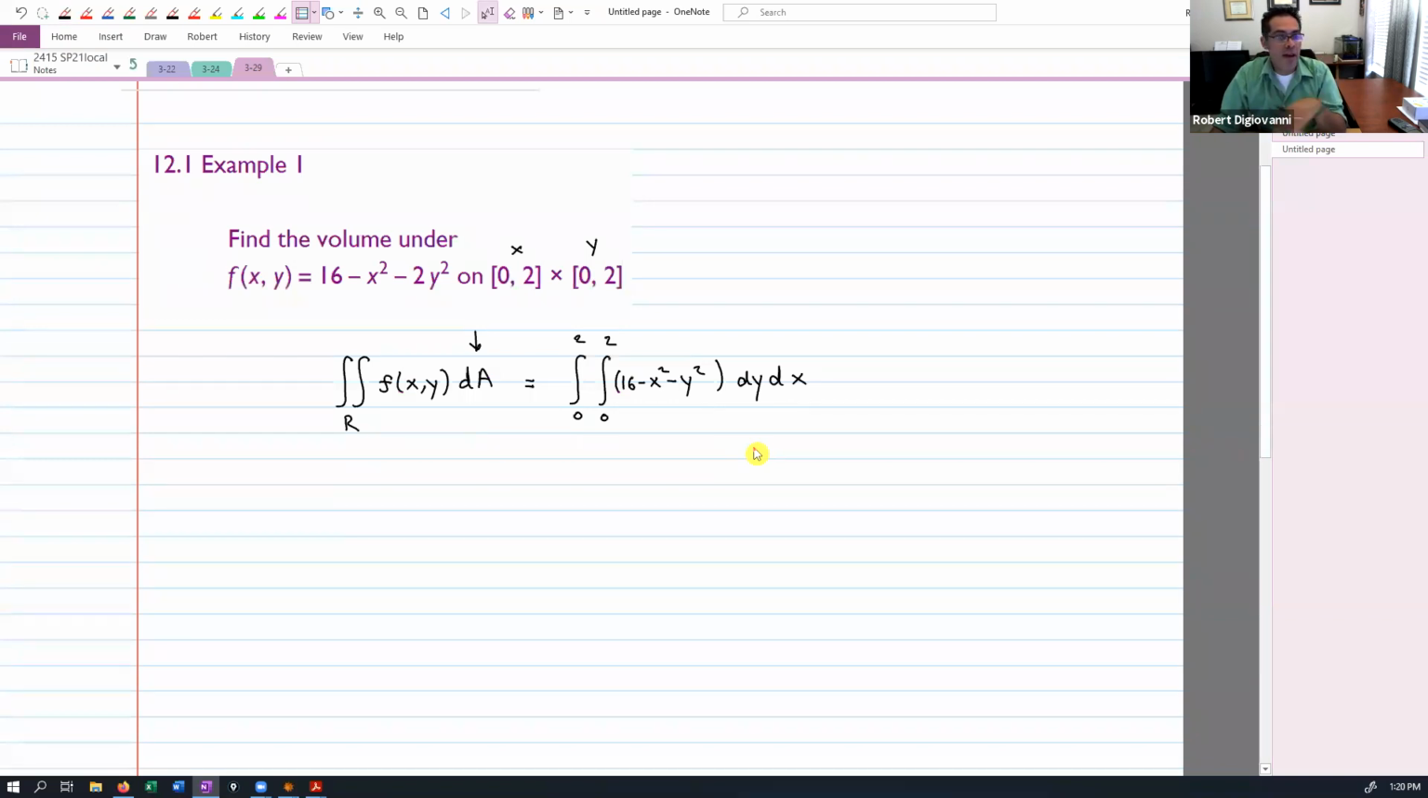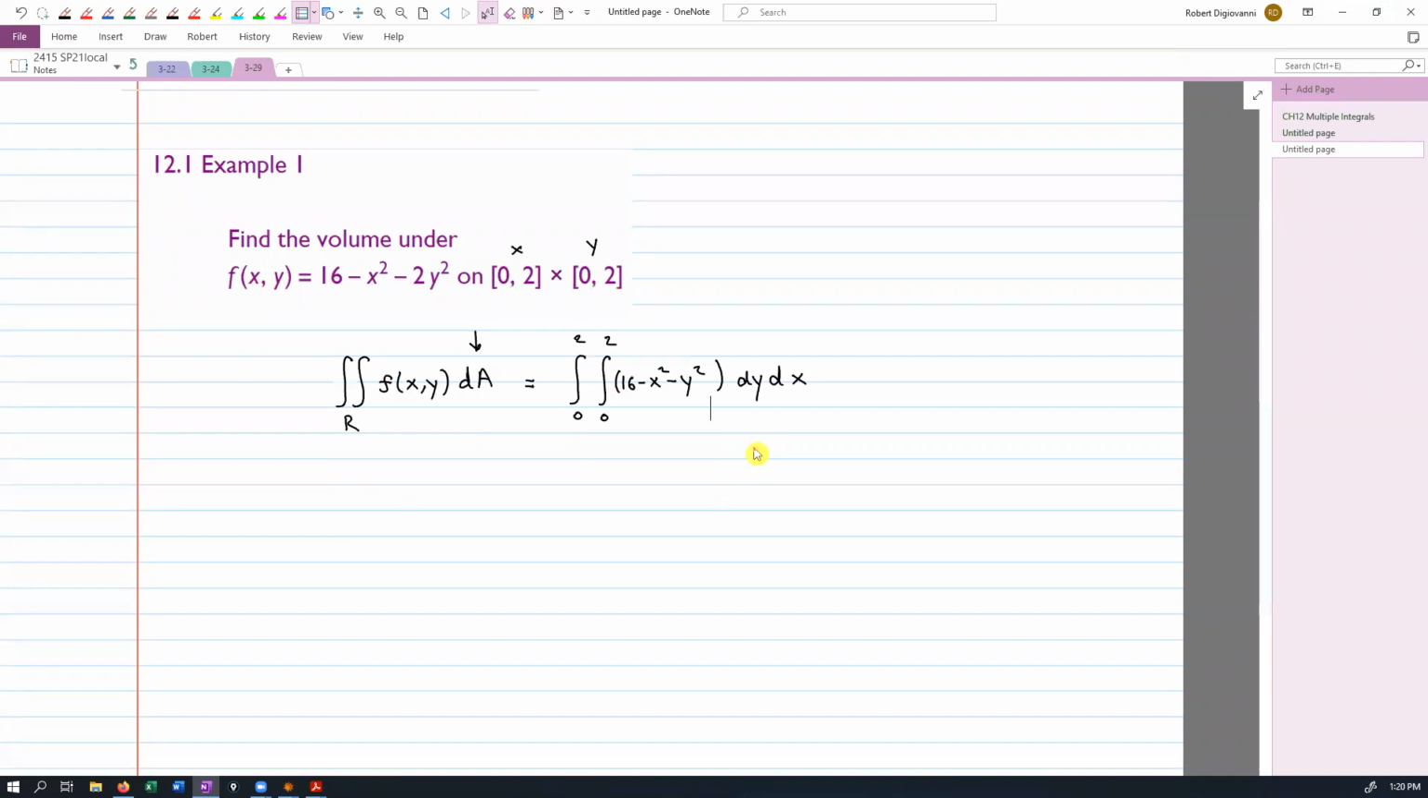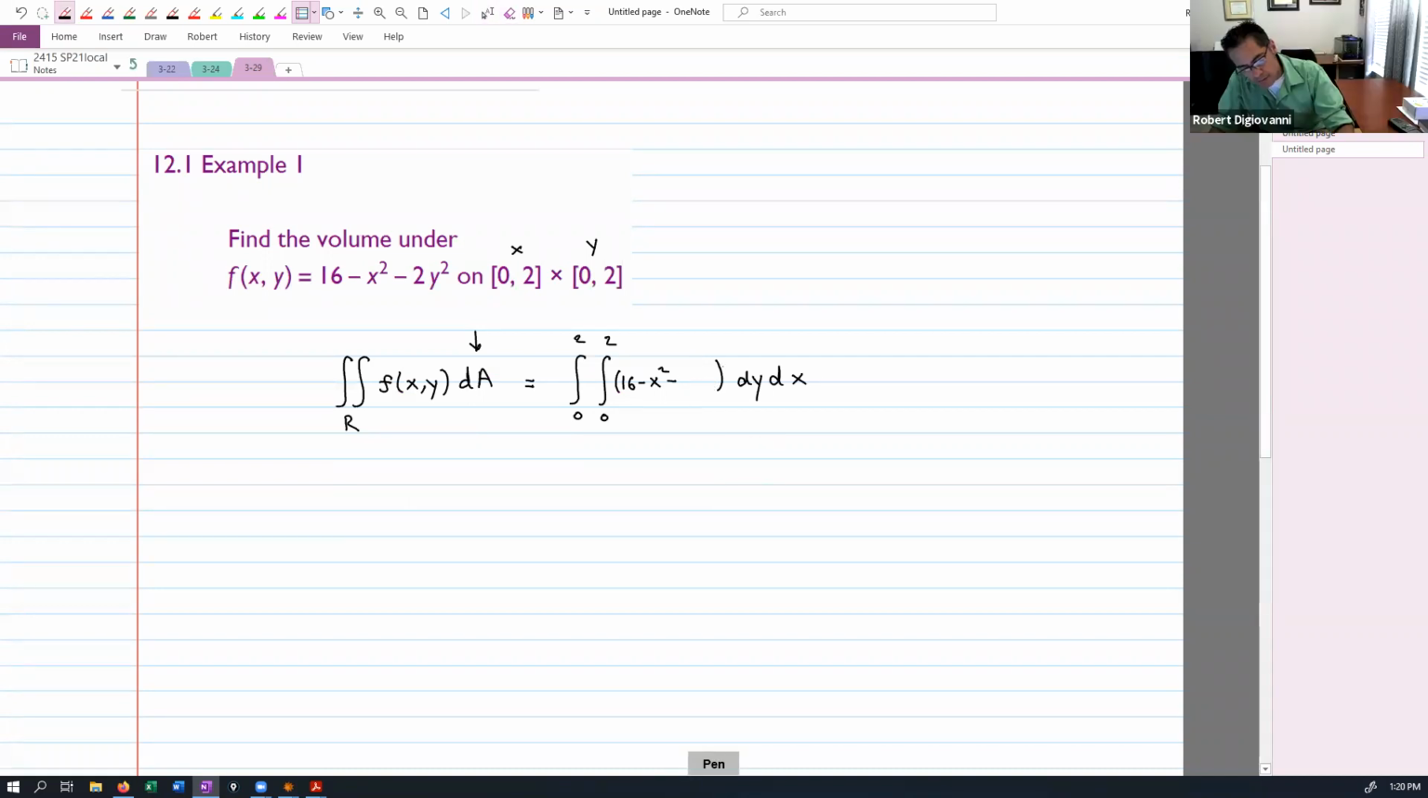Any questions on that notation? It's minus 2y squared. Oh yeah, I was going to say that. Sorry about that. Thank you. 2y squared.